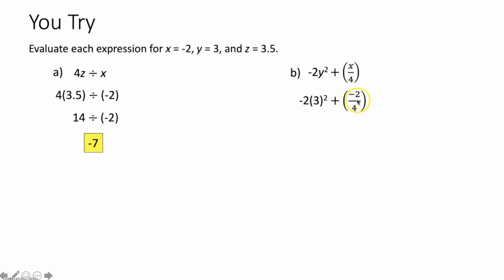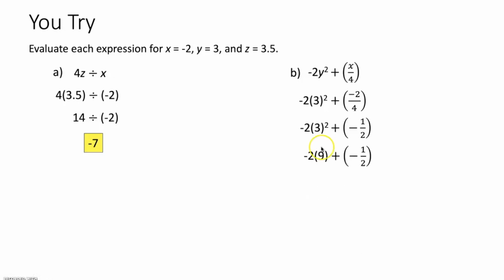We're dividing two numbers that have different signs. Since they have different signs, our quotient, our answer, is going to be negative. So -2 divided by +4 is going to give you -1/2. Next, we move on to exponents. Are there any exponents? Yes, we have 3 to the second power, so that's 3 times 3. Since those two numbers have the same sign, our product, our answer, is going to be positive. So 3 times 3 is going to give you 9.